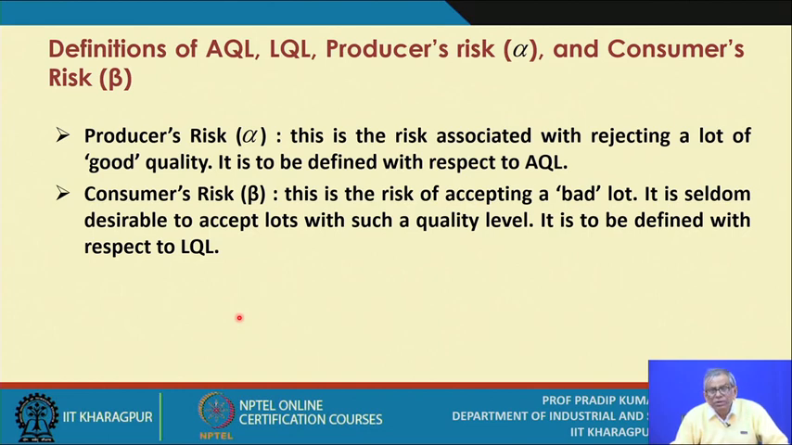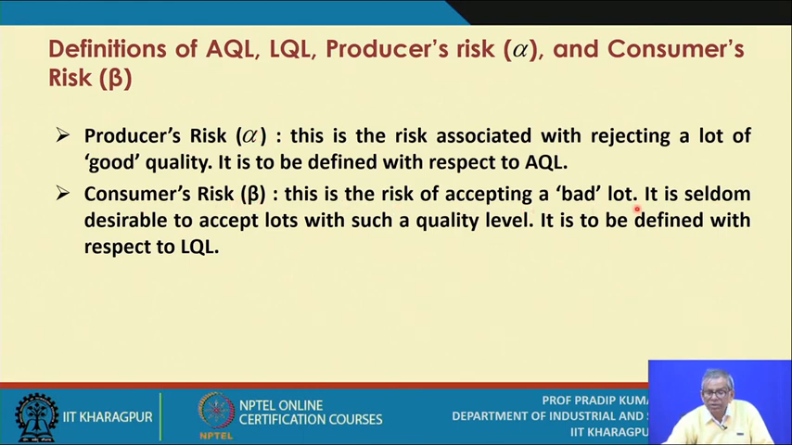Now what is producer's risk? Producer's risk, that is alpha. This is the risk associated with rejecting a lot of good quality. That means it is to be defined with respect to AQL. It's clear. First you specify AQL and then you say this is the producer's risk. That means even if the quality is at AQL or less than AQL, the probability of its non-acceptance is alpha. Similarly, you have consumer's risk.